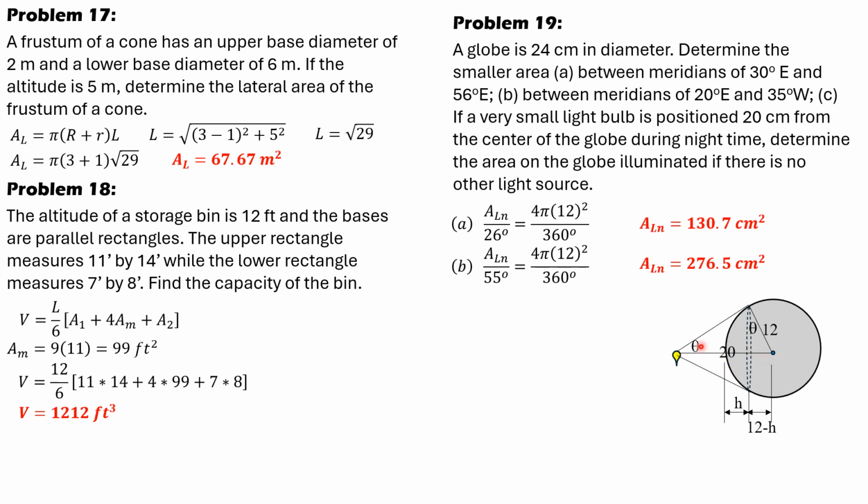By similar triangles, opposite is to hypotenuse, so 12 is to 20 for this big right triangle, equal to 12 minus h is to hypotenuse 12. Zone area is 2 pi rh, and we need to solve for h. R is 12. So 12 is to 20 equals 12 minus h is to 12. Solving, h is equal to 4.8 centimeters. Substituting, the area illuminated is 2 pi times 12 times 4.8, which is equal to 361.9 square centimeters. So that's it for this video.